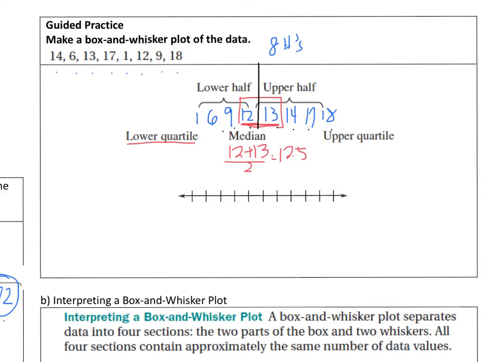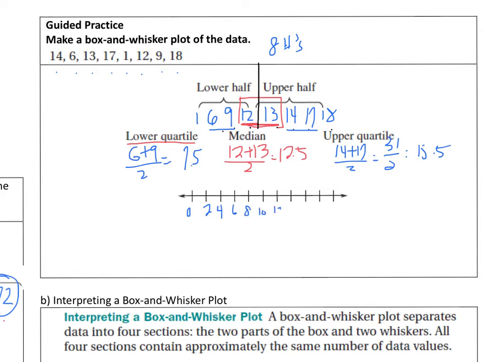They're equally distributed. So 6 plus 9, divide by 2, 7.5. Upper quartile, the median will be 14 plus 17, divide by 2, which is 31 divided by 2, which equals 15.5. Now I have a number line for you here, and I would like to use an interval of 2s. 0, 2, 4, 6, 8, 10, 12, 14, 16, 18, 20.